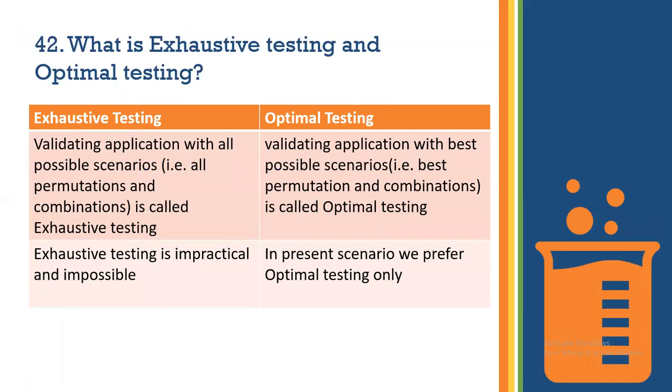So what is exhaustive testing and optimal testing? Exhaustive testing means validating the application with all possible combinations. Exhaustive testing is impractical and impossible. So why is it impossible? It's more expensive than development cost and time consuming. That's the reason we go for optimal testing.